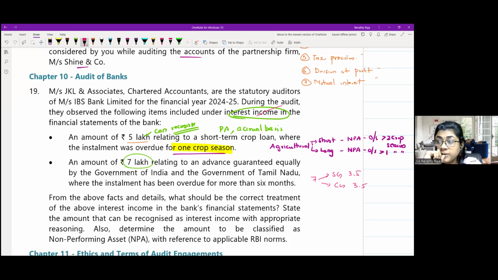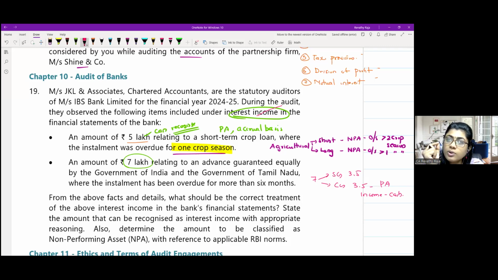See, Jagan, there is a thing. Since it is guaranteed by central government, performing or non-performing asset, can you reply? Earlier also in MCQ we did. Since it is guaranteed by central government, it is performing. However, income will be on what basis? Cash basis. Meaning, it will not be recognized. For asset classification, it will be performing. Income will be only on receipt basis.